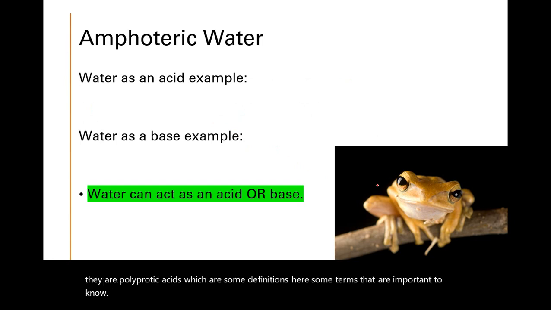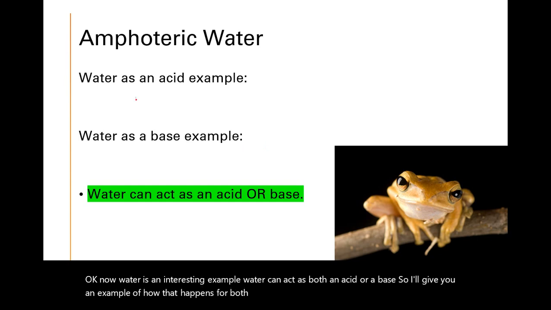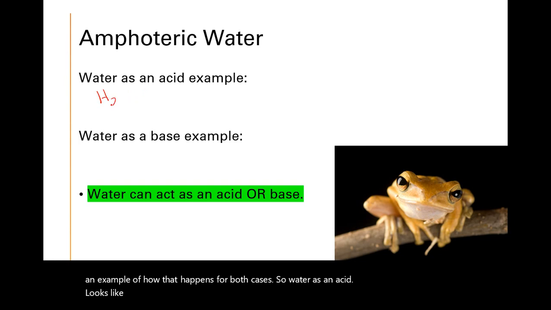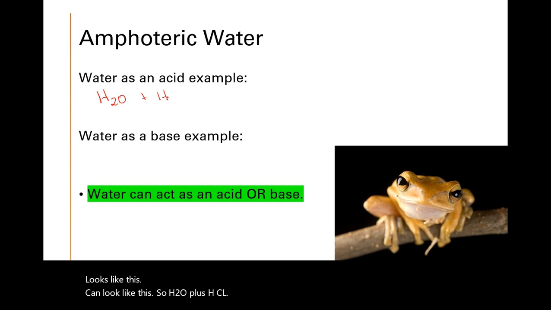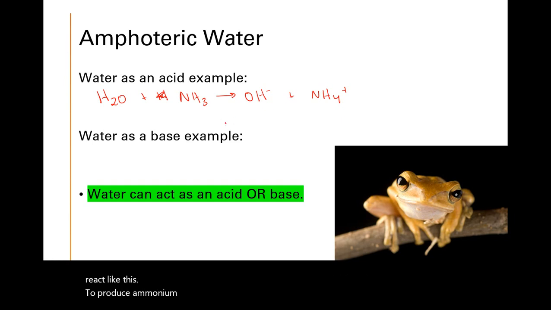Okay, now water. Water is an interesting example. Water can act as both an acid or a base. So I'll give you an example of how that happens for both cases. So water as an acid can look like this. So H2O plus HCl. Sorry, where's my eraser here? I'm going to have to scratch this out. Okay, so as an acid, water, I was jumping into the base example, and that would have been wrong. Okay, so water with ammonia will react like this to produce ammonium.